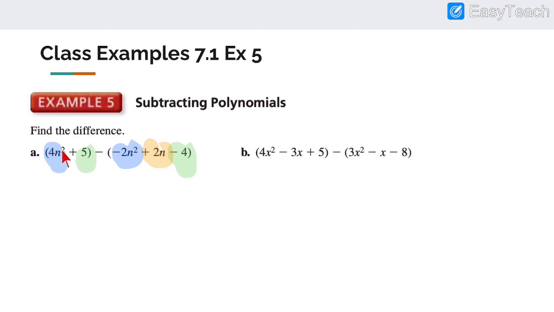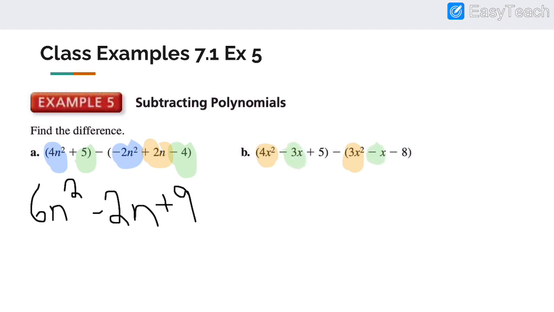So here I have 4n squared minus negative 2n squared. So 4 minus negative 2, this would be positive 6n squared, because minus a negative is turning it into a positive. Then my next one in order would be my n's. So this is minus 2n, meaning I'm going to be left with a negative 2n here. Notice how my sign changed for that 2n. Lastly, I have 5 minus negative 4. This becomes positive 9. As we look at our last example, this last example has just squared, so I can start with my squareds on this one.